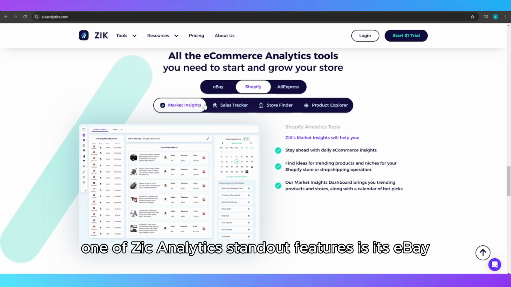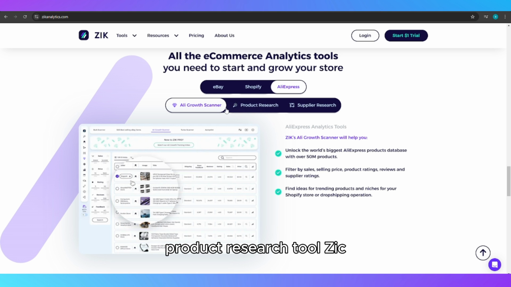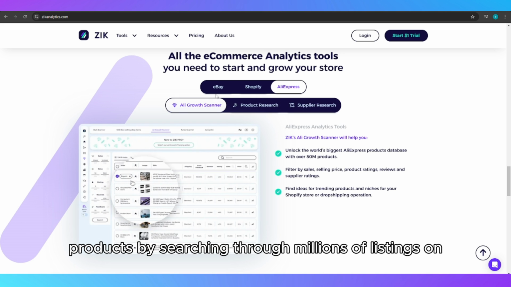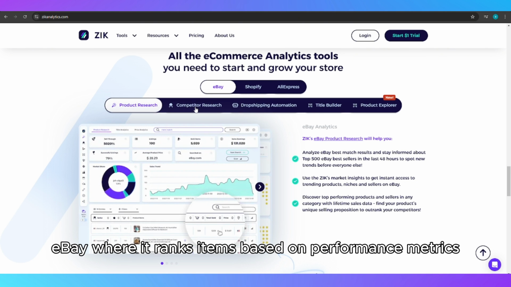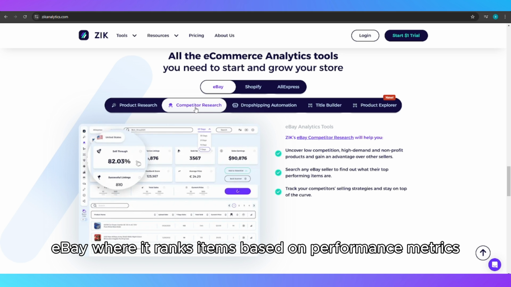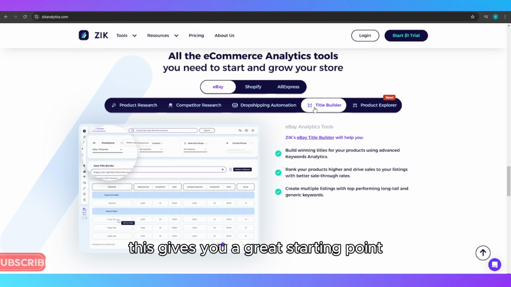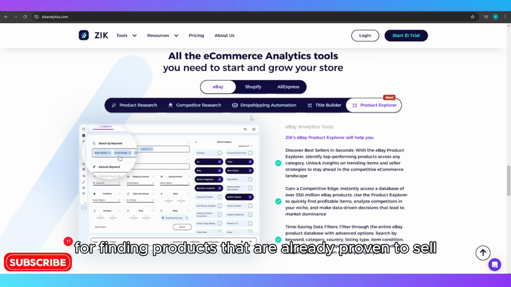One of ZIK Analytics' standout features is its eBay product research tool. ZIK allows you to find winning products by searching through millions of listings on eBay, where it ranks items based on performance metrics like sales volume, competition levels, and profitability. This gives you a great starting point for finding products that are already proven to sell.